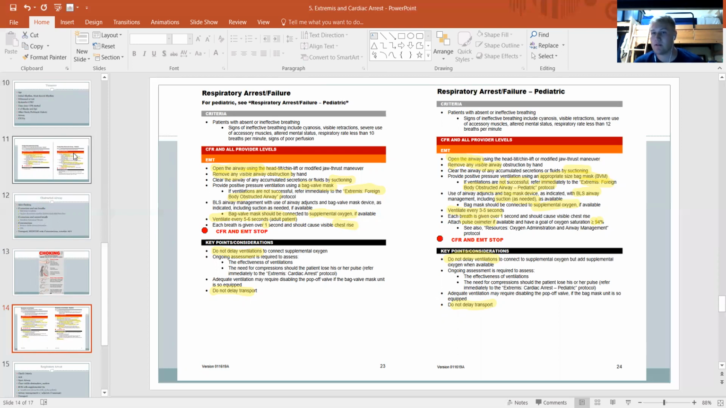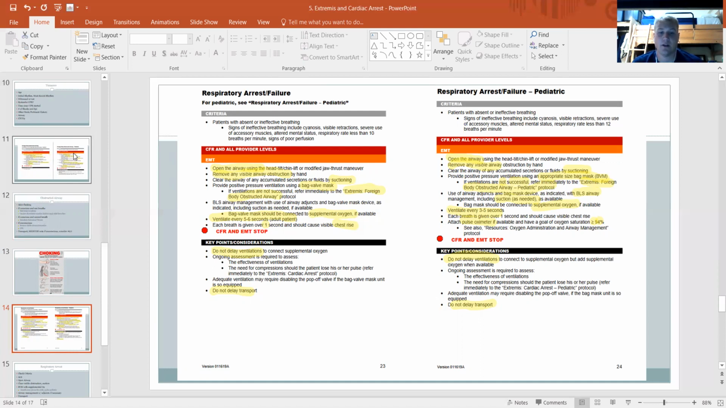So cyanosis obviously is a blue tinge around mouth, hands, nose. Visible retractions or severe use of accessory muscles is going to be, you're going to see the muscles on the inside of the rib cage being used to breathe, the neck muscles standing out trying to breathe. Altered mental status, again, you're going to check your A&O x4, not there, then AMS. Respiratory rate of less than 10 breaths per minute is obviously less than 10 breaths per minute. Signs of poor perfusion would be, again, cyanosis, very slow capillary refill, things like that.